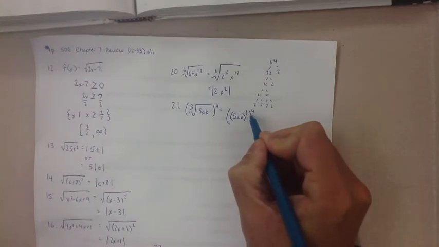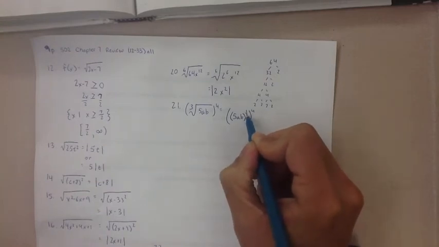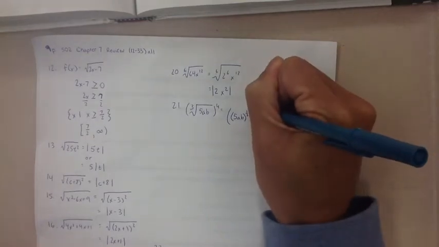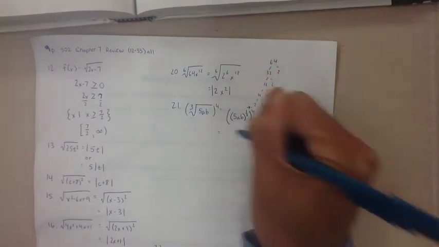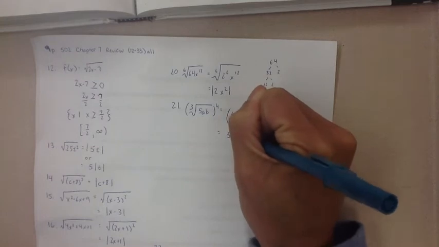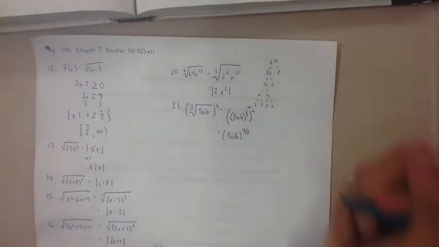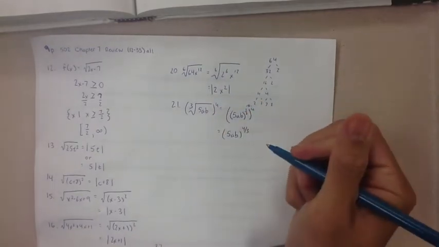What do you do with exponents when you have something to a power to another power? Well, these two get multiplied together. So this is just 5ab to the 4/3. And you can leave it like that.